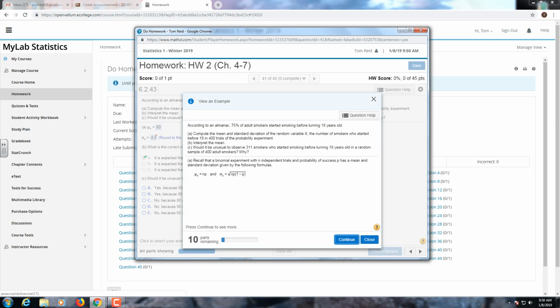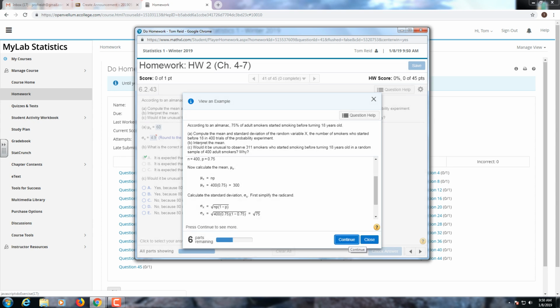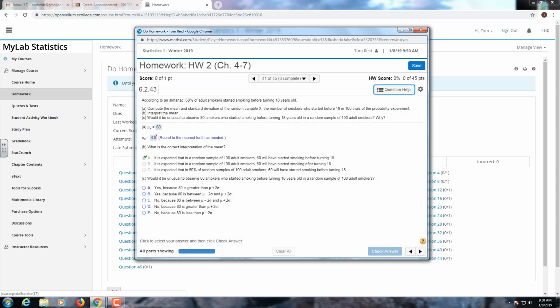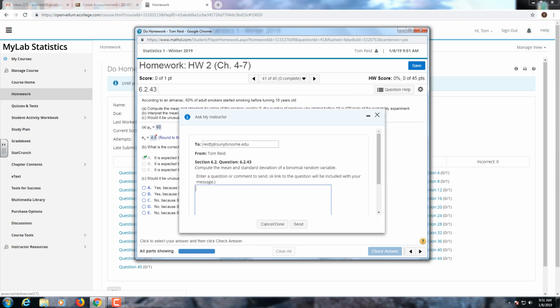View an example walks you through a similar problem using different values, so you can see the approach they take and the formulas they use. You can also use the question help, ask my instructor. If you ask the instructor, that'll send me an email. Please be specific about it. If you click ask my instructor, enter a question or comment to send.